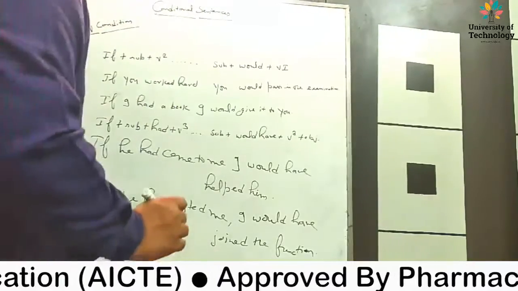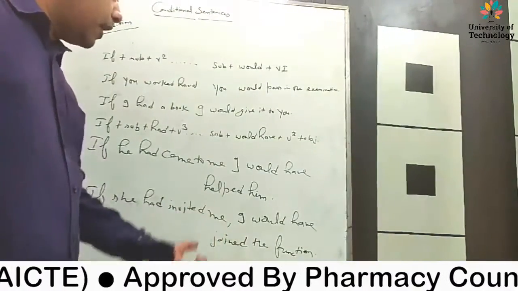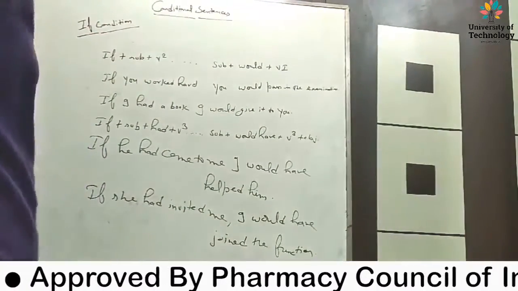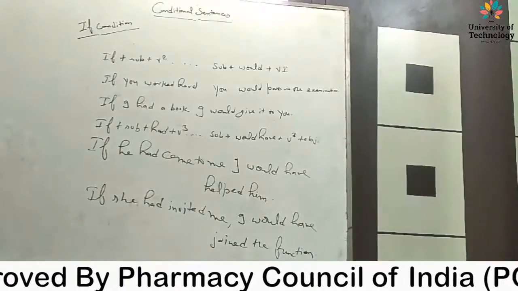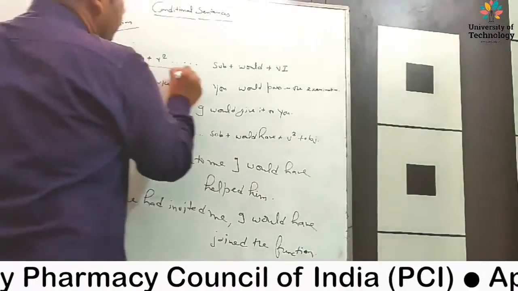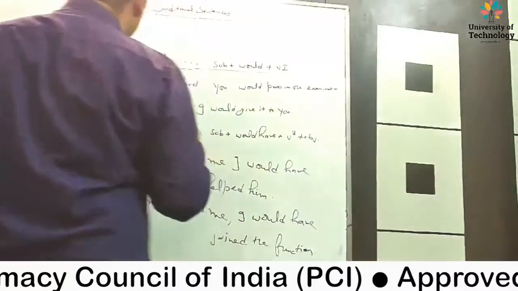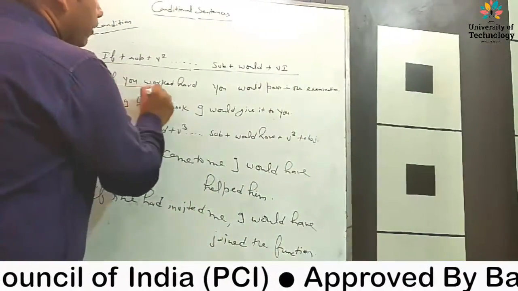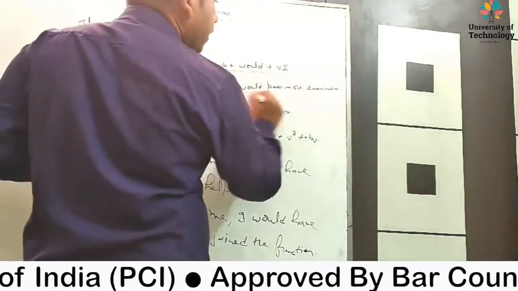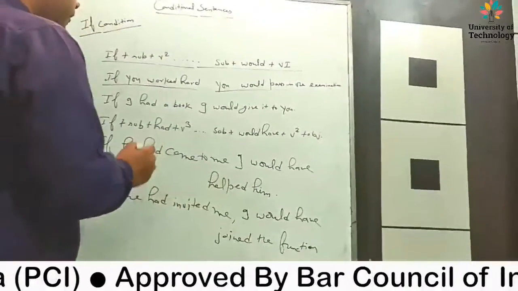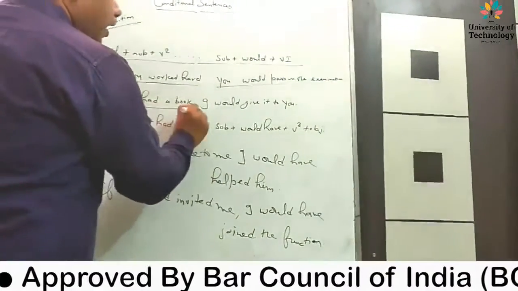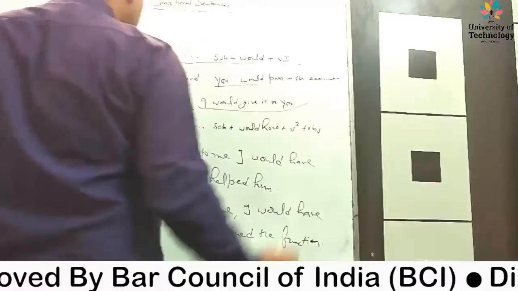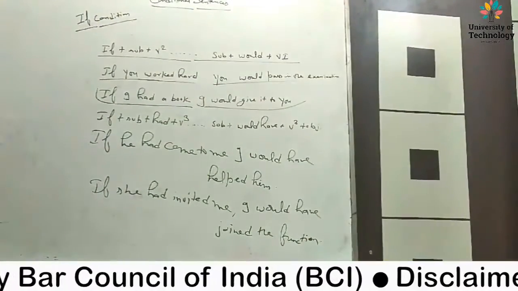Or I would have attended the function. So, if plus subject plus verb second, subject plus would plus verb first form. If you worked hard, you would pass in the examination. If I had a book, I would give it to you. यदि मेरे पास किताब होती तो मैं आपको दे देता.